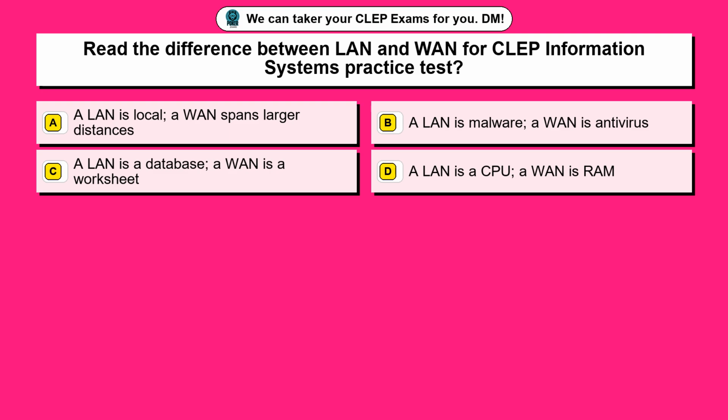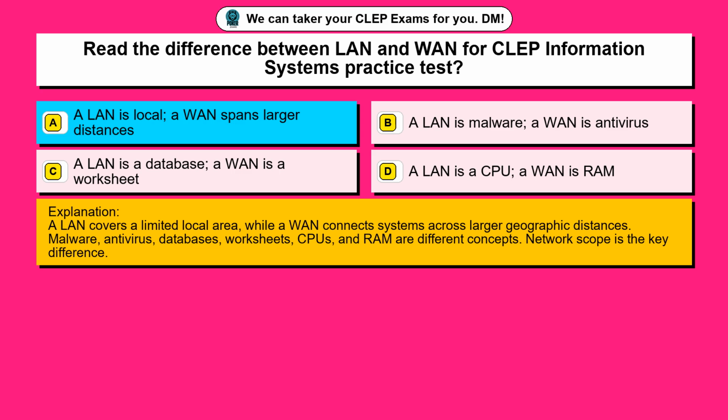Question 57. Read the difference between LAN and WAN for CLEP Information Systems practice test. Option A. A LAN is local, a WAN spans larger distances. Option B. A LAN is malware, a WAN is antivirus. Option C. A LAN is a database, a WAN is a worksheet. Option D. A LAN is a CPU, a WAN is RAM. The correct answer is option A. A LAN is local, a WAN spans larger distances.